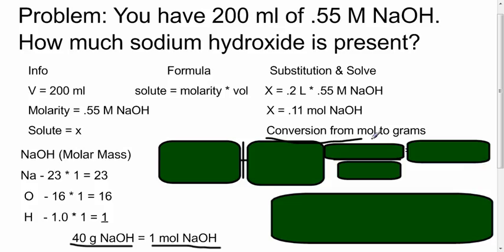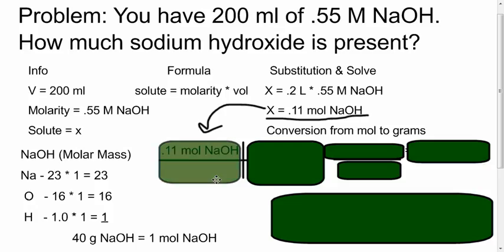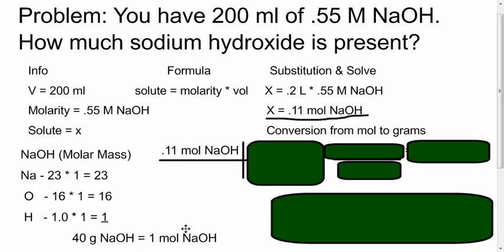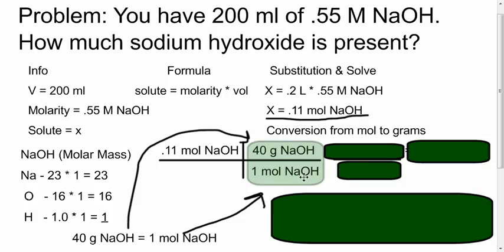Now I'm ready to do my conversion, because now I have my conversion factor. So the first thing I do is I put my 0.11 moles on a bracket. And then I use my conversion factor to convert. This goes here, and this goes here, because this is a mole and that's a mole, and that's why I know they'll be diagonal. So I end up like this.